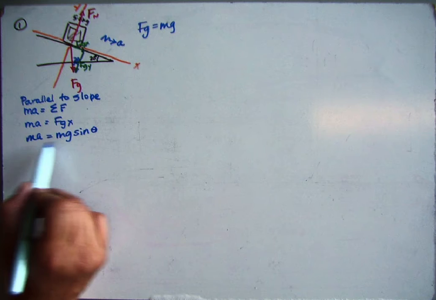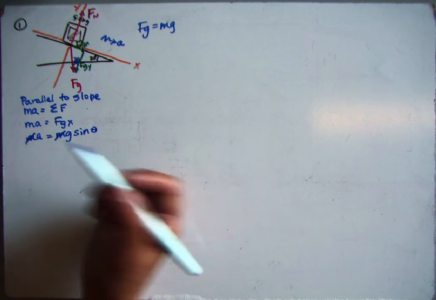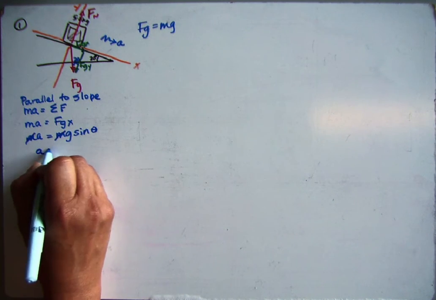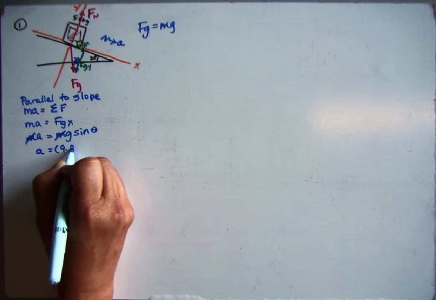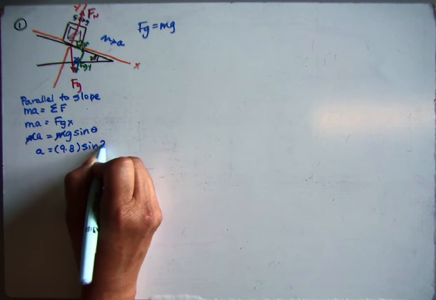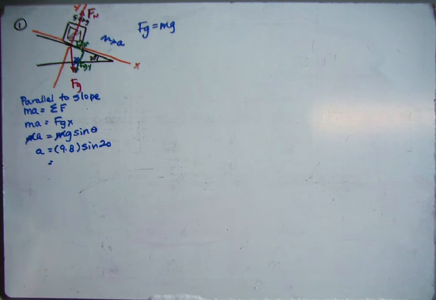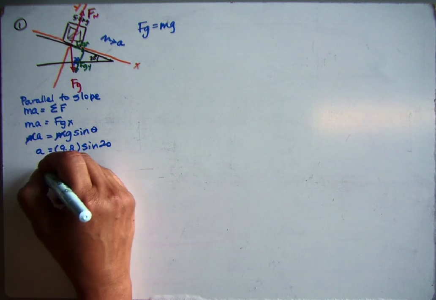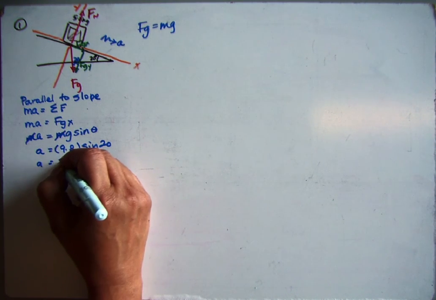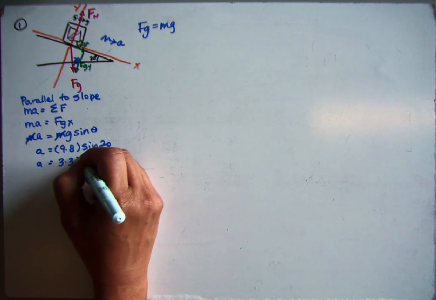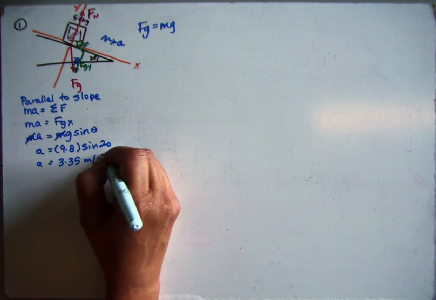When you leave things as expressions, you can see that some things cancel out, and really a just equals 9.8 sine of 20, which when we calculate it works out to be 9.8 times sine of 20, 3.35. So the acceleration of the block is 3.35 meters per second squared.